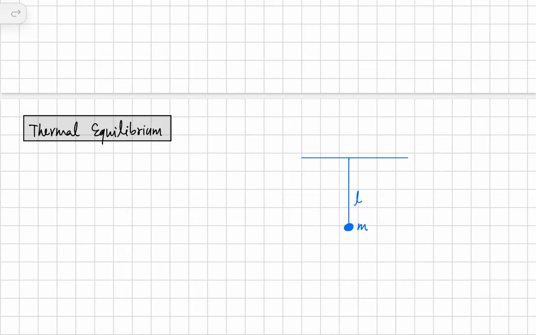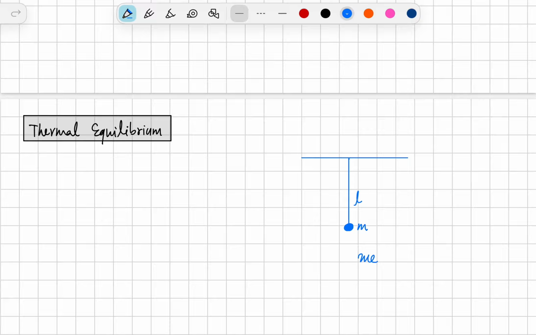So every equilibrium situation or state, doesn't matter if it is thermodynamics, mechanics, electromagnetism or some other field, every equilibrium state is decided by some physical quantity. For example, here the force is that physical quantity. And for mechanical equilibrium, mg equals tension, right?